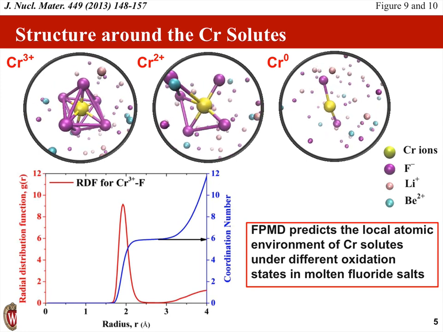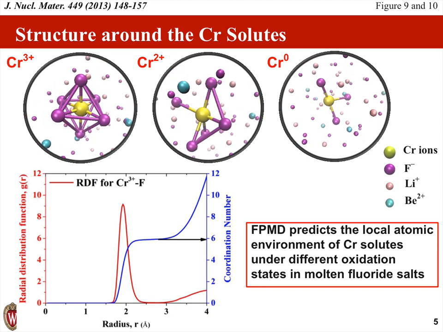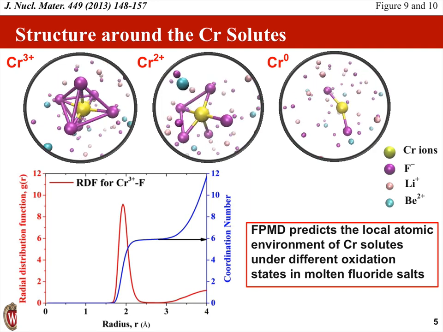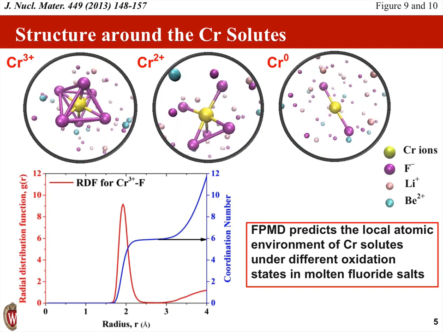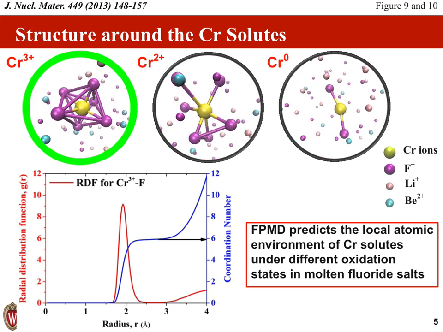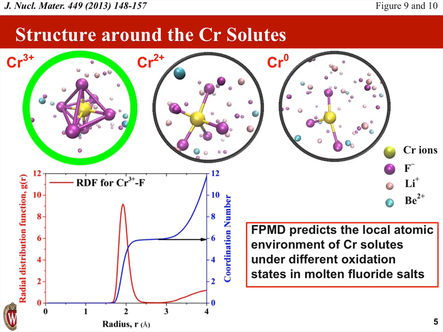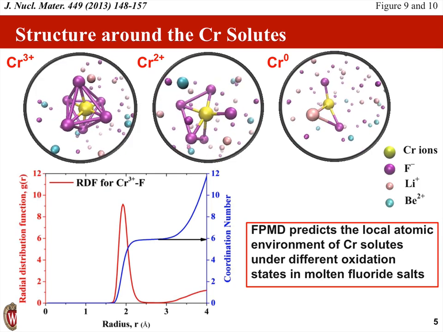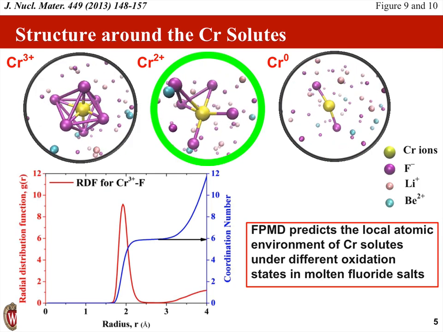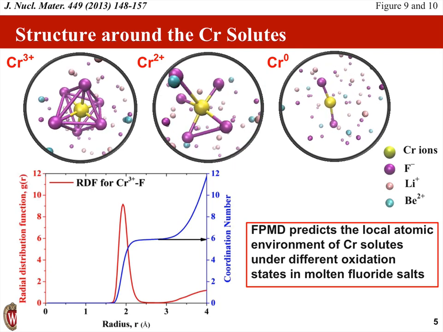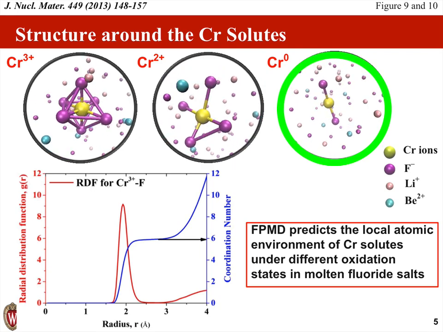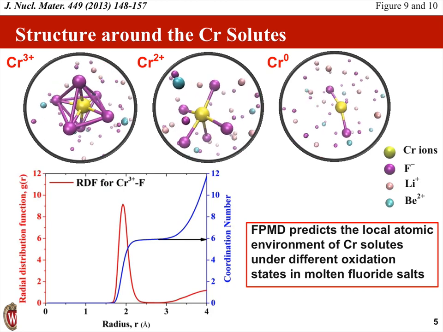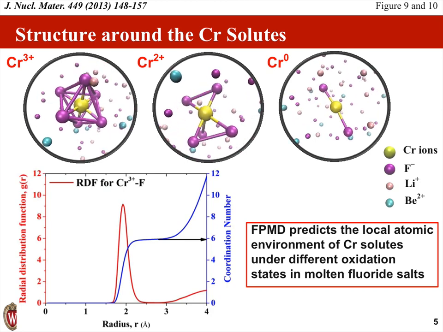The behavior and diffusion properties of chromium solutes in fluoride salts were also studied. Local atomic environment of chromium solutes in the different oxidation states are shown here. Chromium 3+ makes a stable octahedral structure with 6 bonded fluorine. On the other hand, chromium 2+ ion forms various coordination polyhedra with fluorine, and the neutral chromium shows very weak bonding to fluorine. We can clearly see a significant local structure difference.